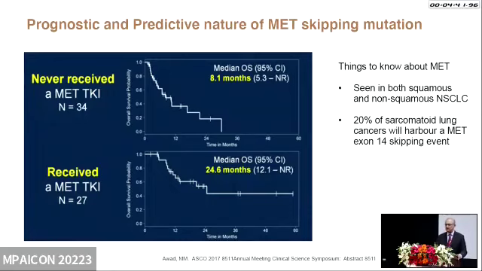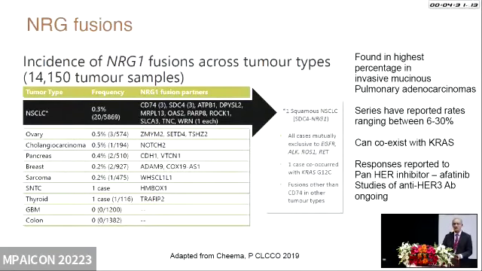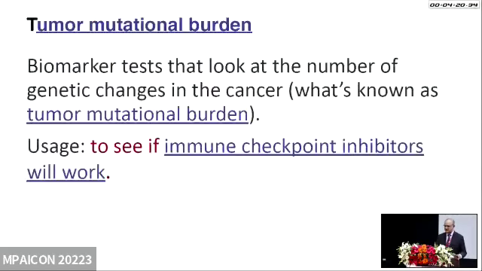Things to know about MET exon 14 skipping is that it can be seen in both squamous and non-squamous non-small cell lung carcinomas, and 20% of sarcomatoid lung carcinomas are known to harbor MET exon 14 skipping. NRG fusion can be seen along with KRAS mutation and is found with the highest percentage in invasive mucinous adenocarcinomas. They respond to the pan-HER inhibitor afatinib.